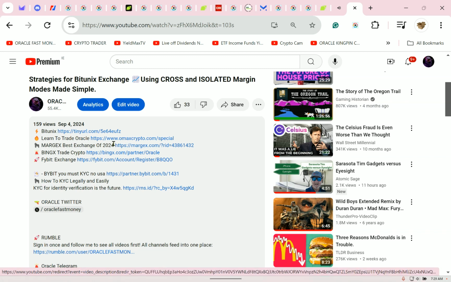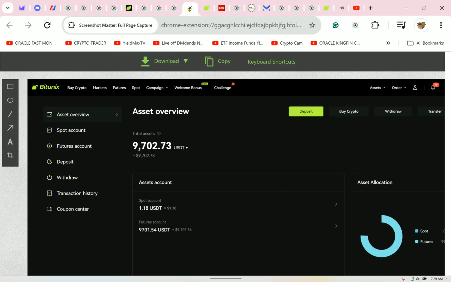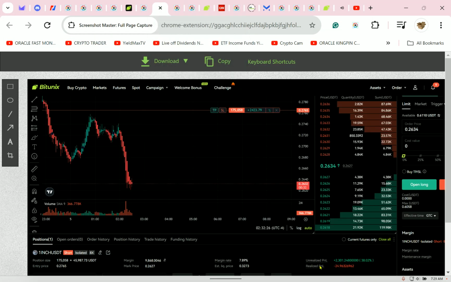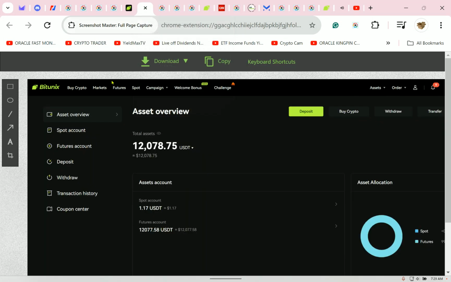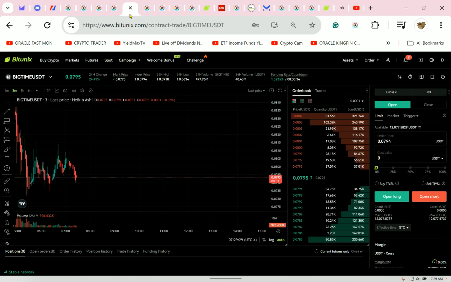I would choose Bitunex over Margex in this instance. They really did fix the back end. From 9,700, I won 2,300. I made about 2,300 in the back end. So they fixed that issue of slippage and all of that. So I'm liking this, feeling good about it.